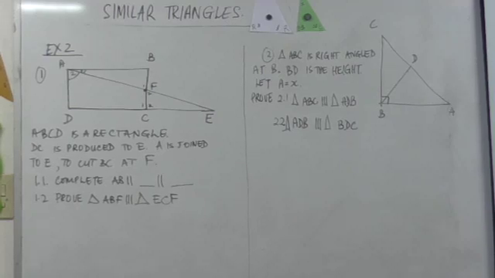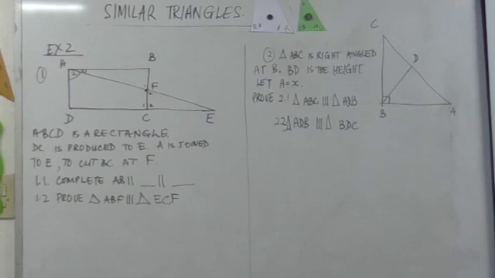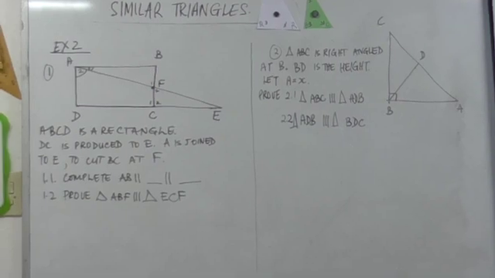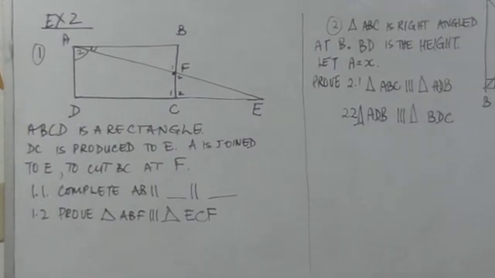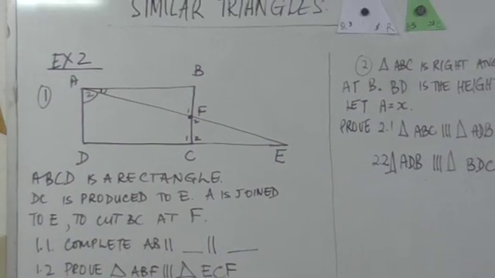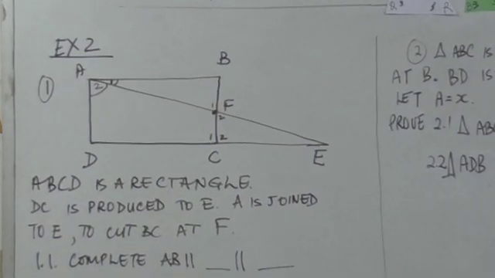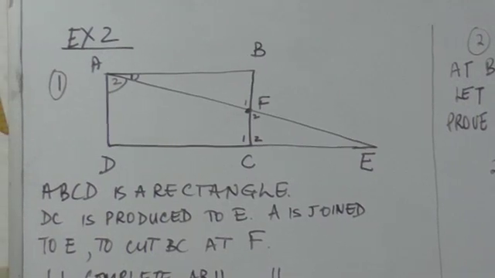Alright, let's have a look at these examples. You will have to try them. Example 1. You are given ABCD is a rectangle. DC is produced to E. A is joined to E to cut BC at F.